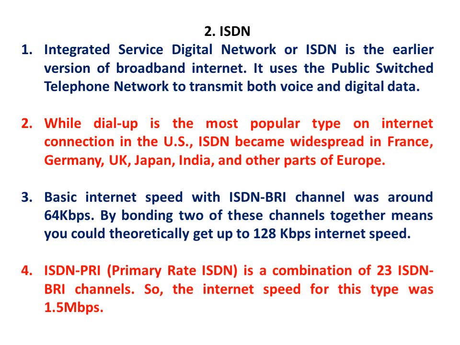ISDN became very widespread in France, Germany, UK, Japan, India, and other parts of Europe. The basic internet speed with ISDN, that is the BRA channel, was around 64 kbps, and ISDN PRA, that is the primary rate ISDN, is a combination of 23 ISDN BRA channels. So the internet speed for this type was increased to 1.5 Mbps.